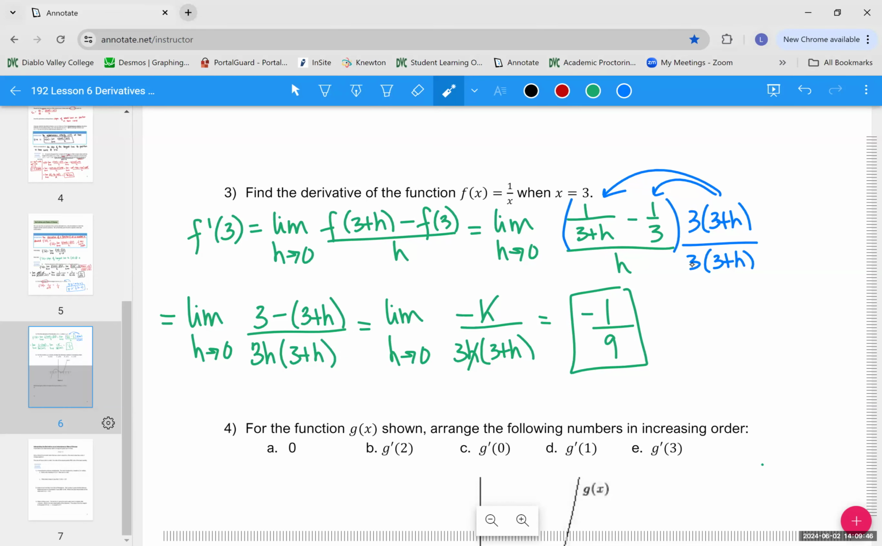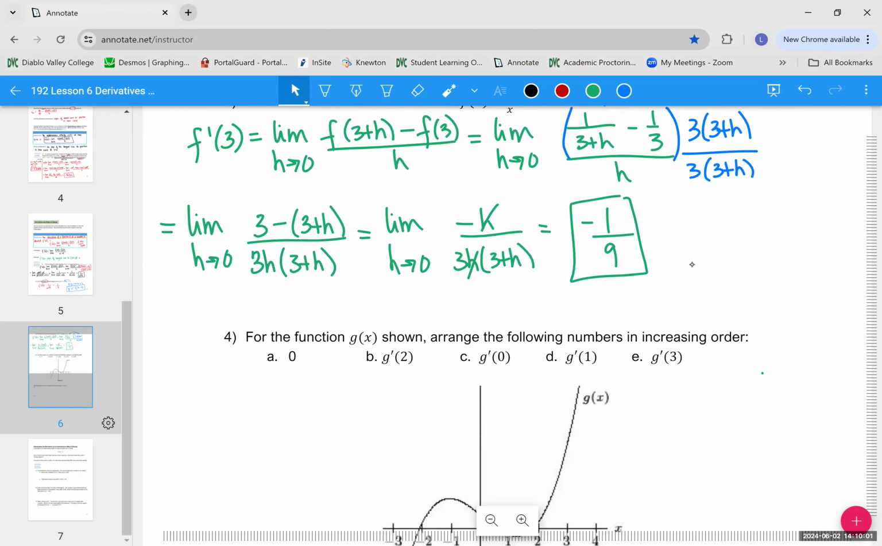Okay, so the algebra of these limit calculations cannot be overstated. You have to be able to simplify and work with these things algebraically. So if that's something you need extra help with, you need to ask now, because these problems will not go away and you will have to be able to demonstrate that kind of algebra.